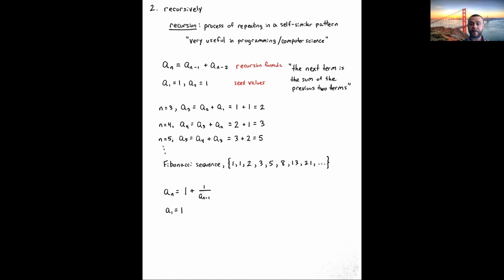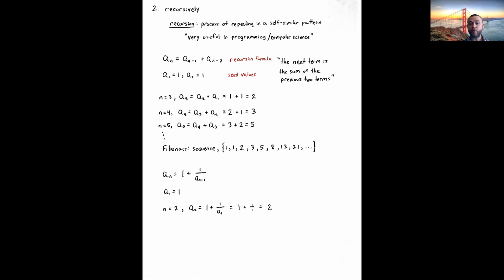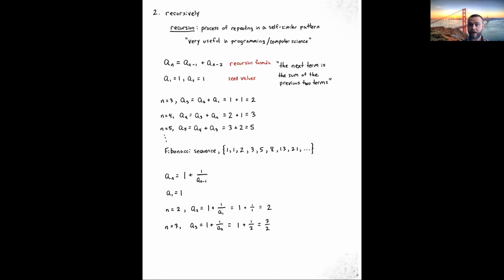Our goal is now to get the next one, A sub 2. If I plug 2 into the recursion formula, we get this expression, A2 is 1 plus 1 over A1. And if you plug in your values there, you should find A sub 2 comes out to be 2. We can now get the third term in the sequence, A sub 3. This is defined as 1 plus 1 over A sub 2, 1 plus a half. And if you add those together, you should get 3 halves.